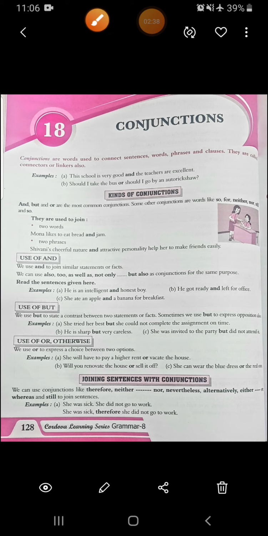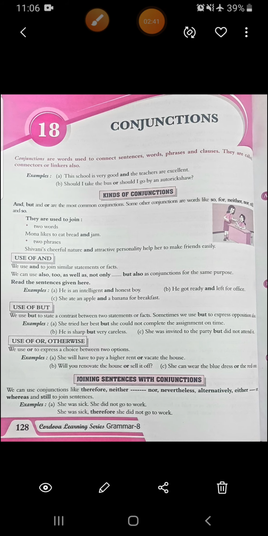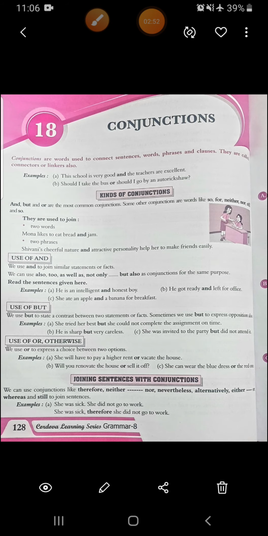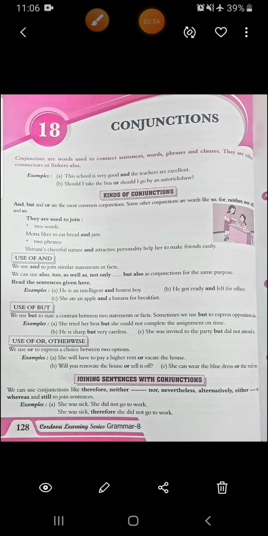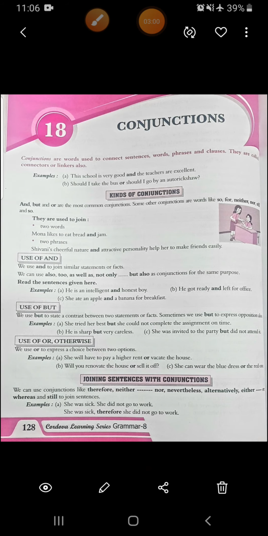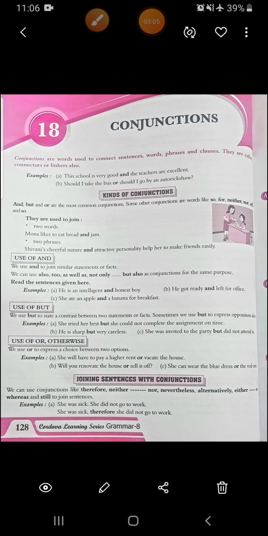We use and to join similar statements or facts, like whenever there are two similar statements, for joining them we use and. We can also use also, to, as well as, not only, but also as conjunctions for the same purpose, like he is an intelligent and honest boy. See, both things are in favor of this boy. We are telling something good about this boy, so both things are similar statements, that is why we are using and. Then see the second example. He got ready and left for office. Then see example. She ate an apple and a banana for breakfast.